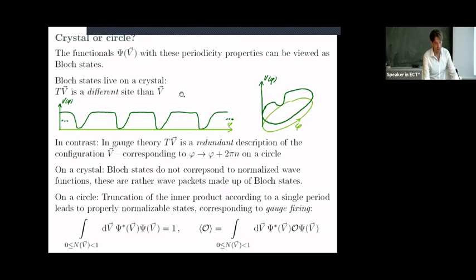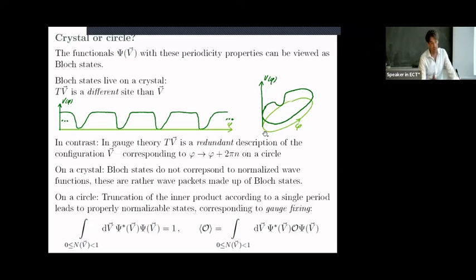Now, Bloch states live on a crystal where the translated point is a physically different site from the original point. In contrast, in gauge theory, we would say that the translated configuration is a redundant description of the same physical configuration, which would correspond to a shift of phi to phi plus 2 pi n, where n is an integer on a circle. Now, an ant that is crawling around these potentials would see that this is the same situation as that one, because it's just repeating itself.